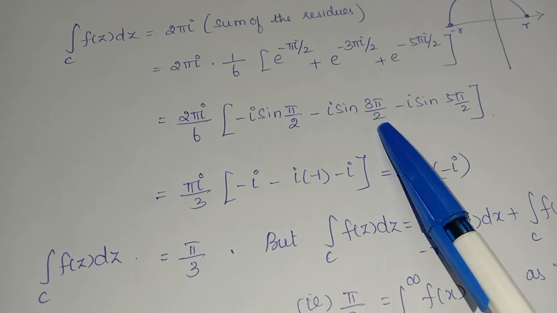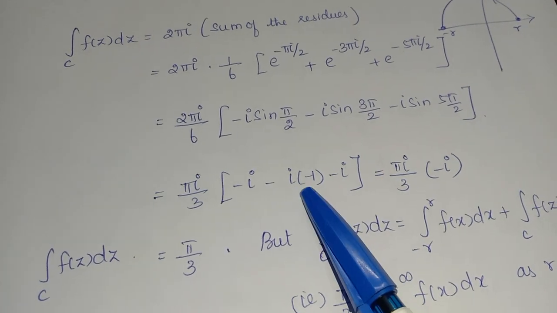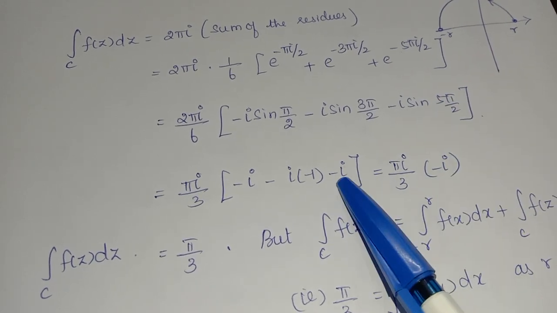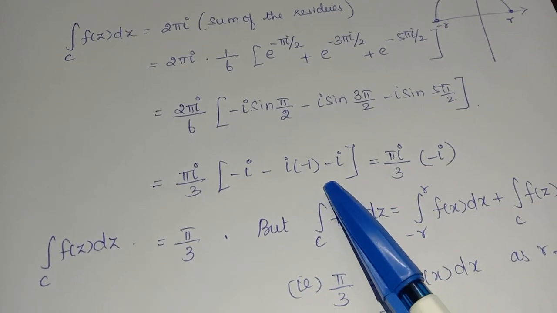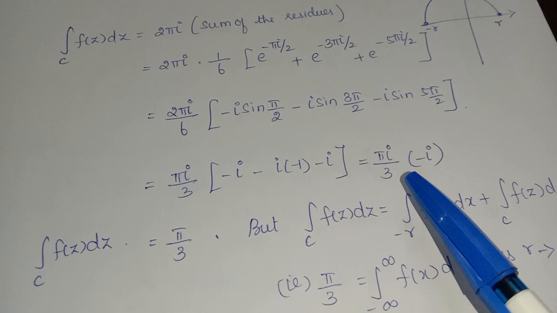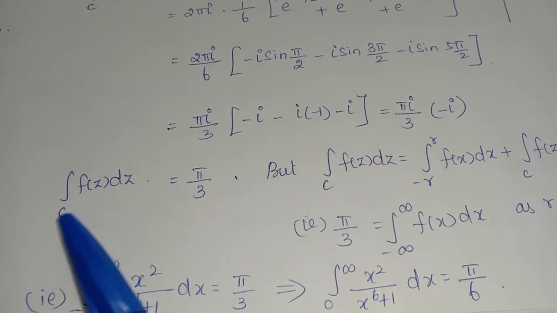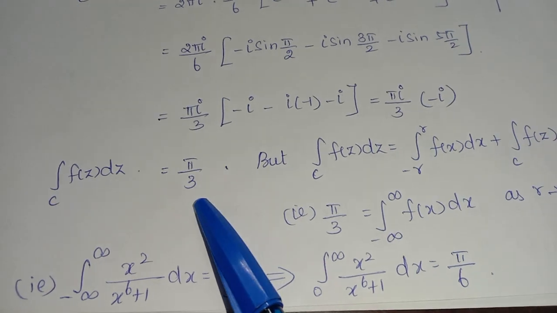Here 3 pi by 2 means what? Minus 1. So minus i into minus 1. Here 5 pi by 2 means what? Again the first quadrant, so it will be plus 1 only. So minus i into plus 1. So this i gets cancelled. So we get pi i by 3 into minus i. So the integral over c of f of z dz is simply pi by 3.